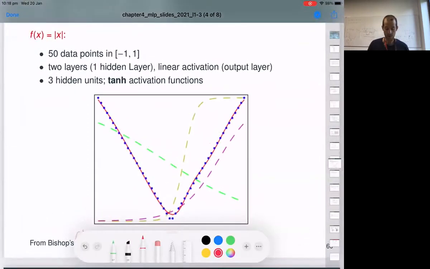In this example, you have simulated 50 data points in -1, 1. The blue data points are simulated. And a two layer network, so one hidden layer, with the tanh hyperbolic activation function, with just three units. The meaning is you have one input, three neurons. We have this network, and the true link between X and Y is that Y equals the absolute value of X. So you simulate the data points and you try to recover this.